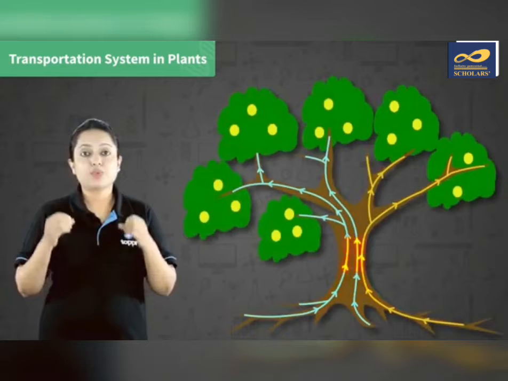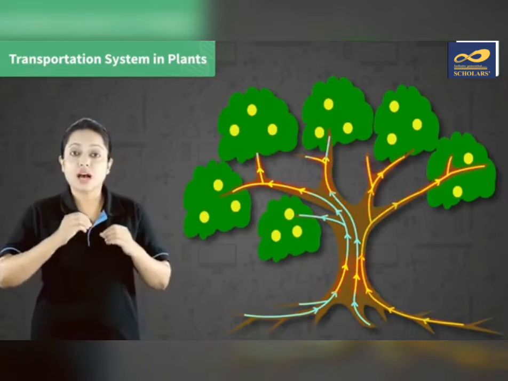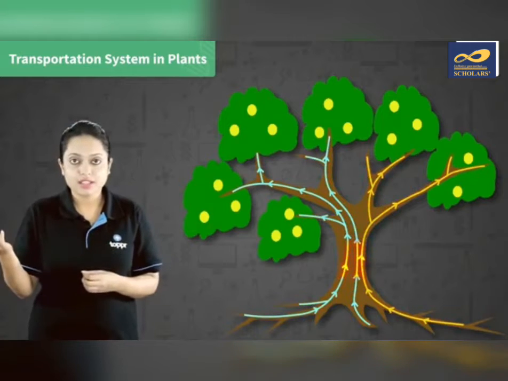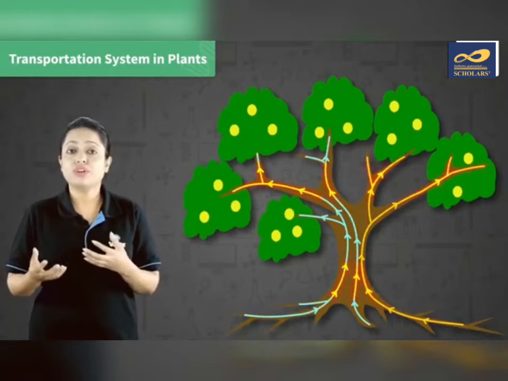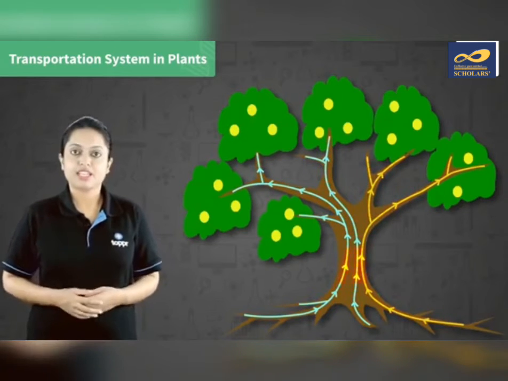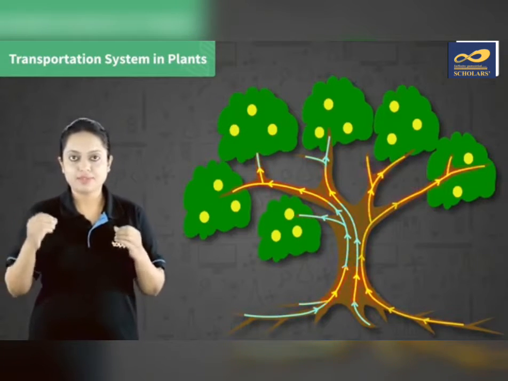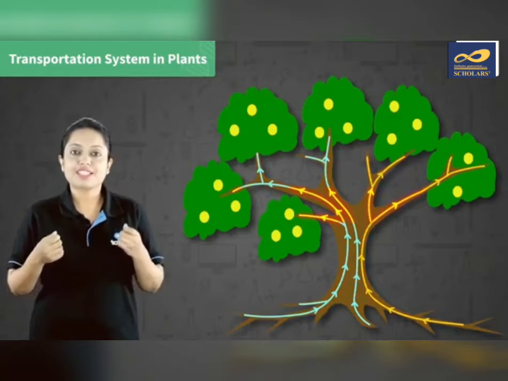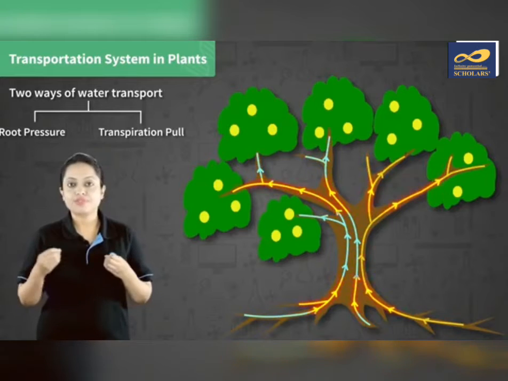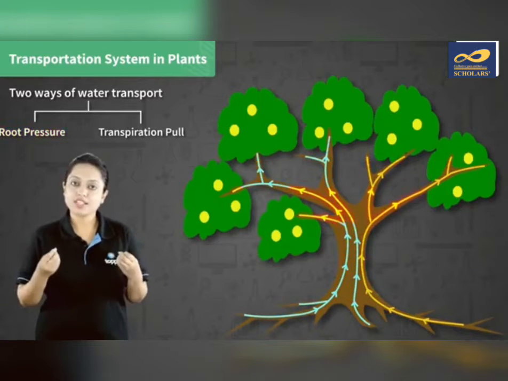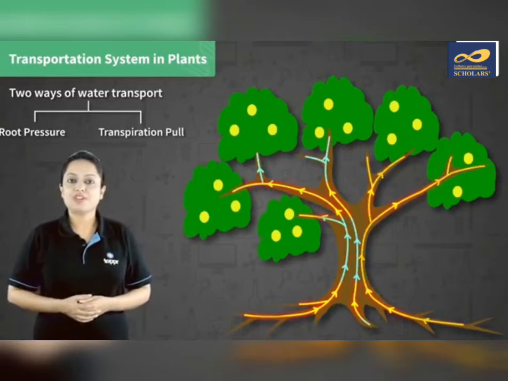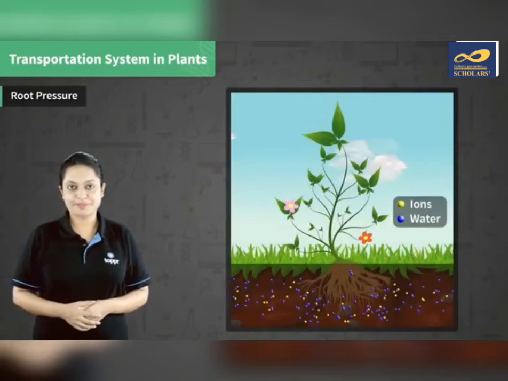Now, as water has to move from the roots up to the leaves, that is, water has to move against gravity, how does water move against gravity inside the xylem tissue? To move water up the xylem tissue, some pressure or suction is required. So the plant does this in two ways. First, by root pressure, or second, by transpiration pull. Let's first see how water moves up by root pressure.